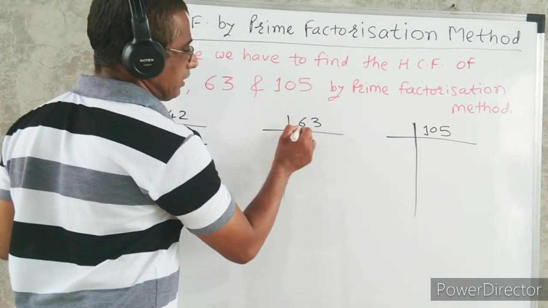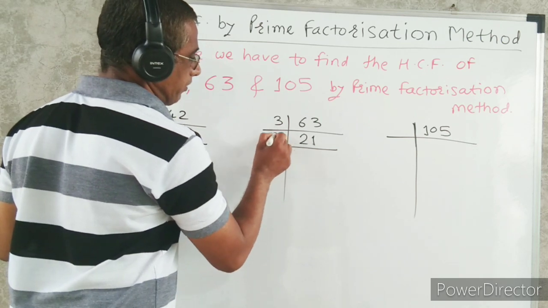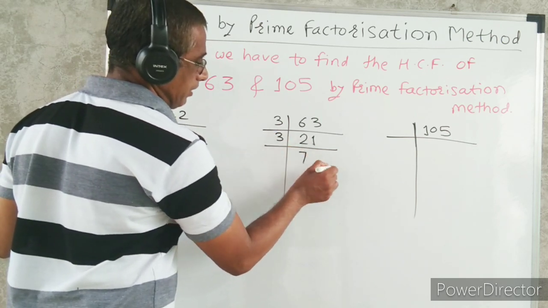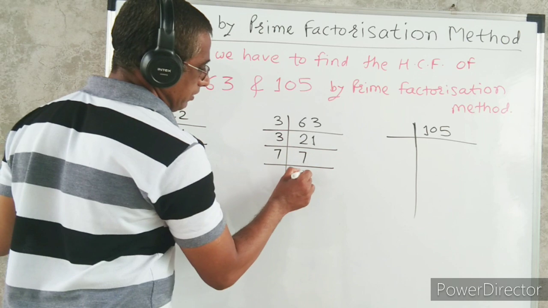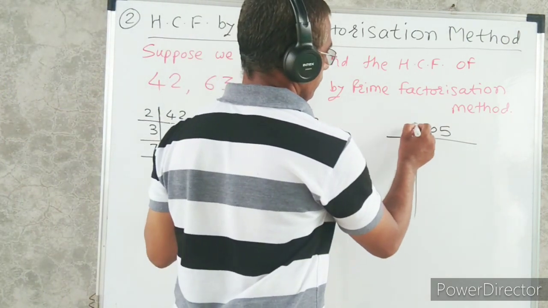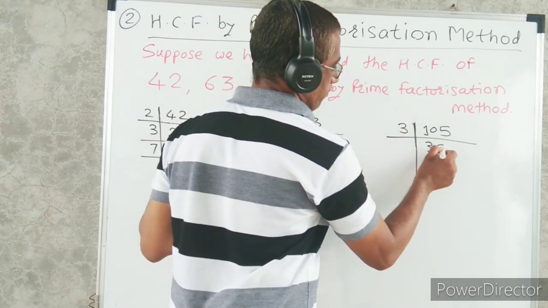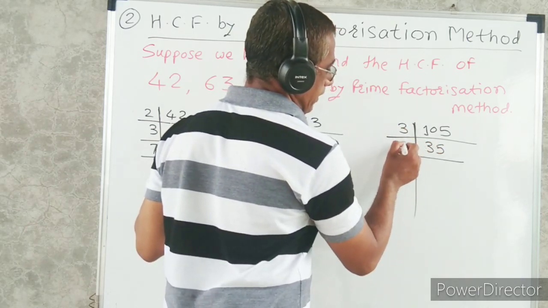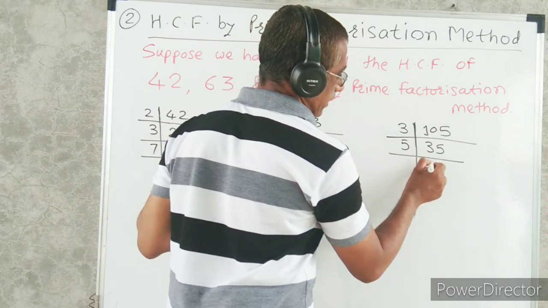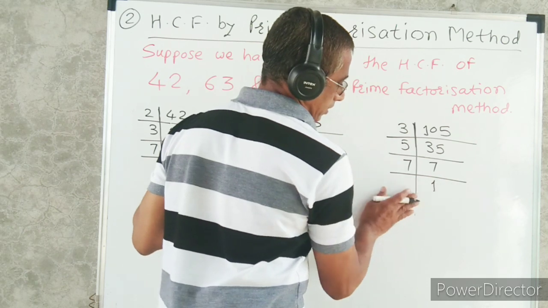Now 63 divided by 3, 21. Again 21 divided by 3, what we get? 7. Again 7 divided by 7, what we get? 1. Again 105 divided by 3, 35 is the remaining. Again 35 divided by 5, what we get? 7. Again 7 divided by 7, 1.